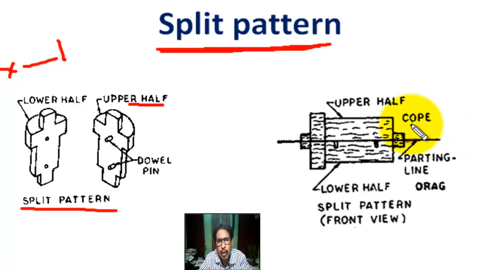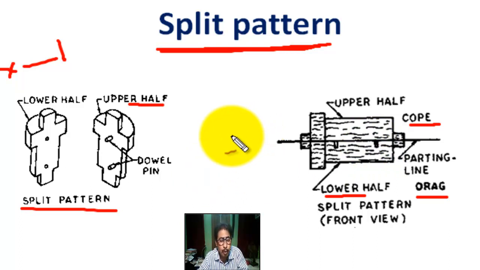Upper half is placed on the cope. Lower half, this is the lower half, is placed in the drag. This is the parting line. This is the dowel pin.